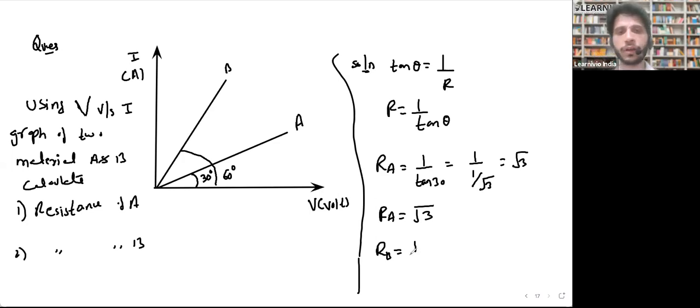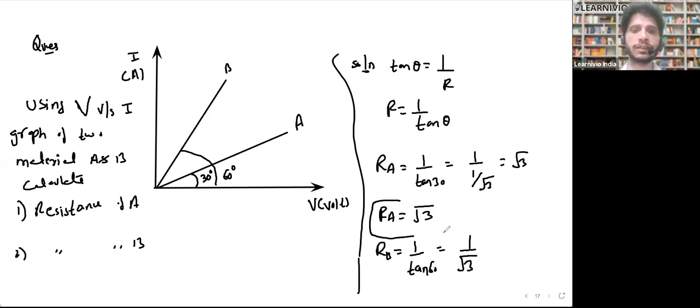RB is 1 by tan 60. Tan 60 is root 3, so it's 1 by root 3. So that's RA is root 3 and RB is 1 by root 3.